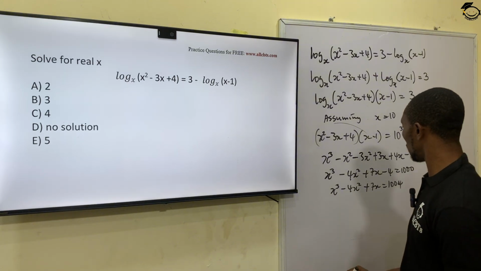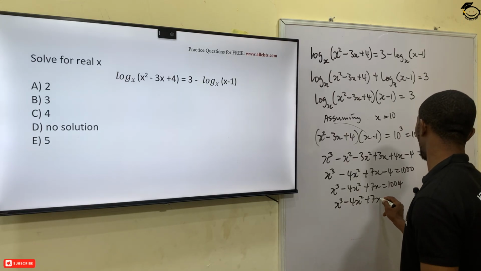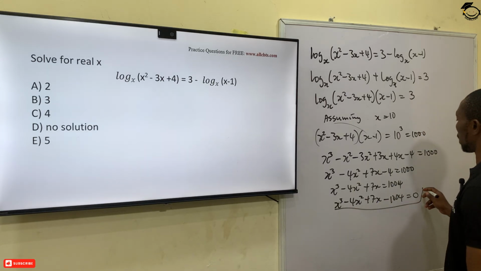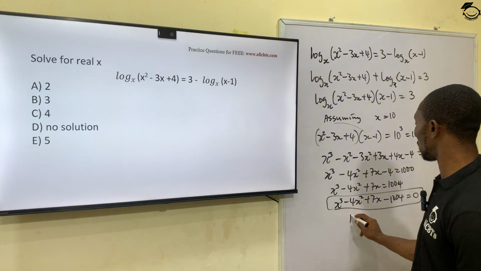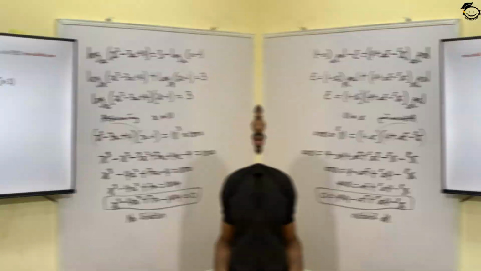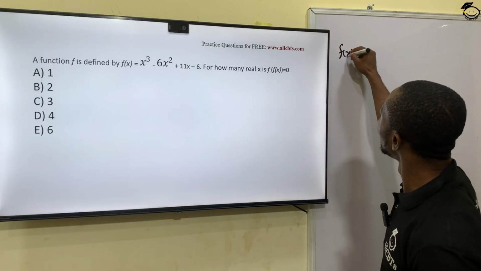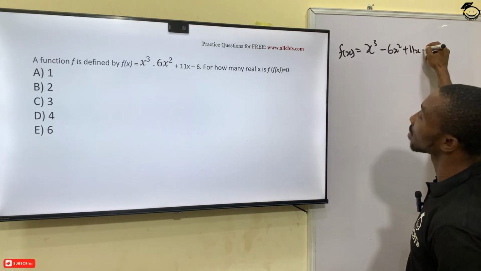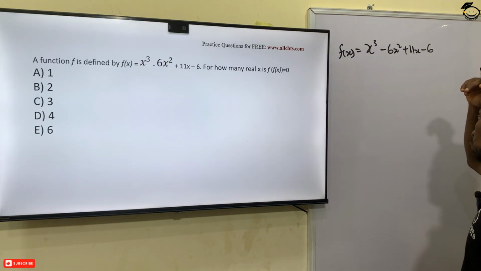So moving this to form an equation, we have x cubed minus 4x squared plus 7x minus 1,004 equals 0. So from here, we have a polynomial equation. If we go further to expand this, we will find out that there is no actual solution to this equation. A function f is defined by f(x) equals x cubed minus 6x squared plus 11x minus 6. For how many real x is f(x) equals 0?